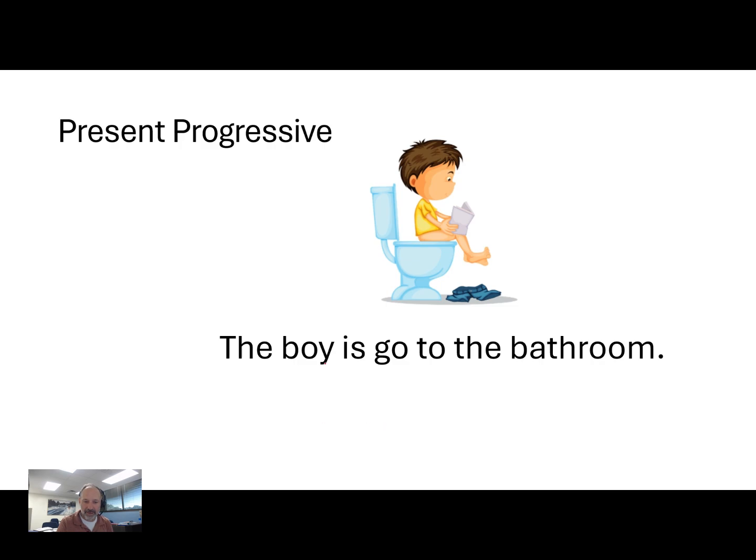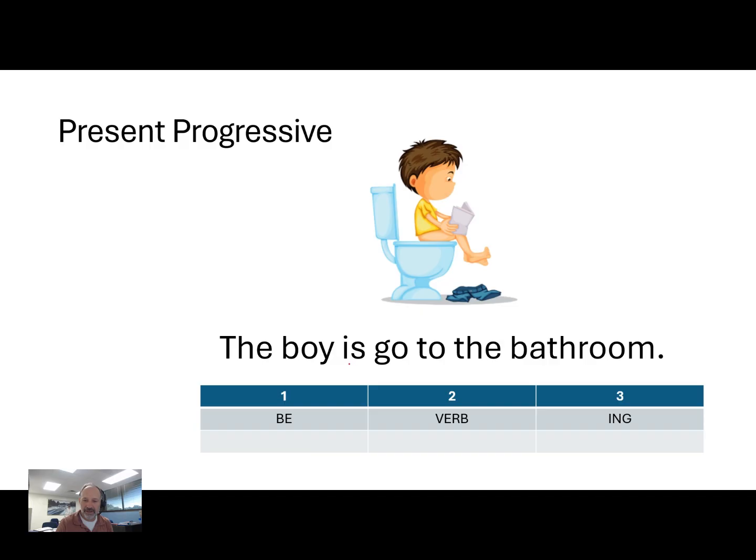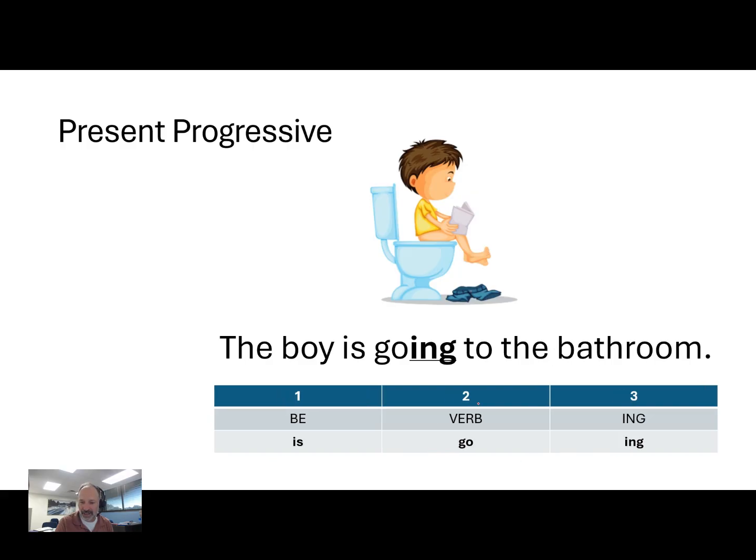Do you see the mistake in this sentence? The boy is go to the bathroom. I need 1, 2, 3. I have 1, which is the verb be, then I have the verb, but I don't have the ing. So this one should be the boy is going, with that ing. I can see here I have the correct sentence, is going.